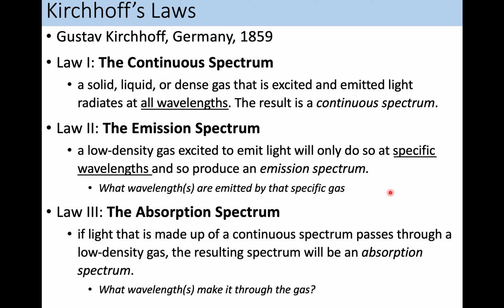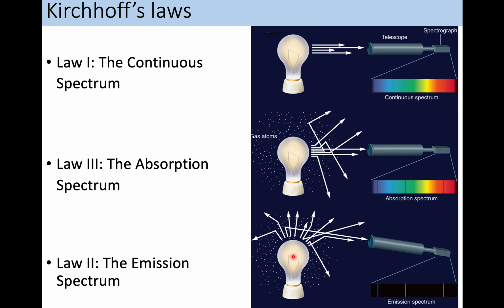Now, he also named the absorption spectrum. So this is if light made up of a continuous spectrum, so light that emits radiation at all wavelengths, passes through a low density gas, the resulting spectrum that we see after the light passes through that gas is called an absorption spectrum. So essentially, the absorption spectrum is what wavelengths are going to make it through the cloud of gas. So what wavelengths are going to make it through is going to be the opposite of the emission spectrum for that gas. So let me show you in diagram form.